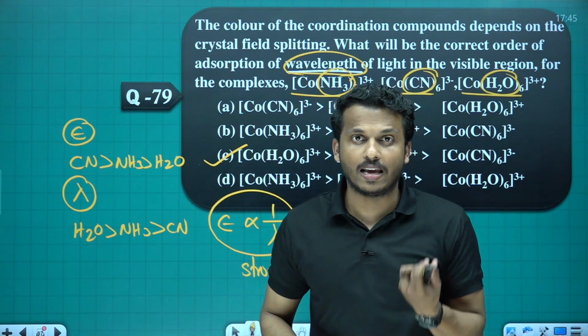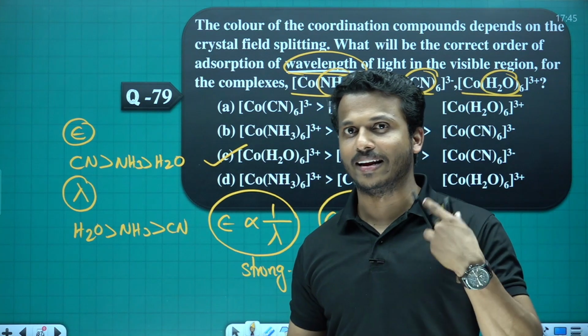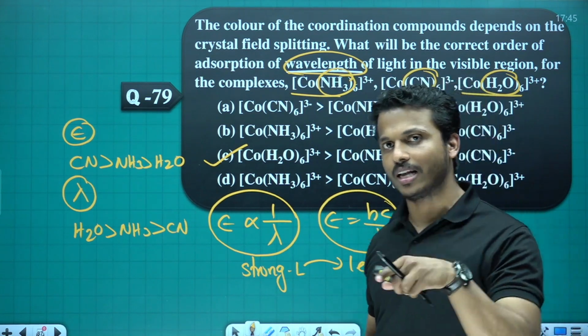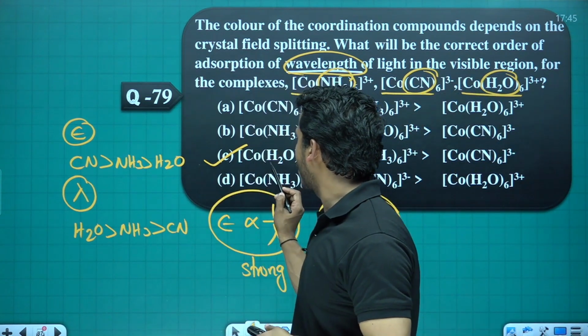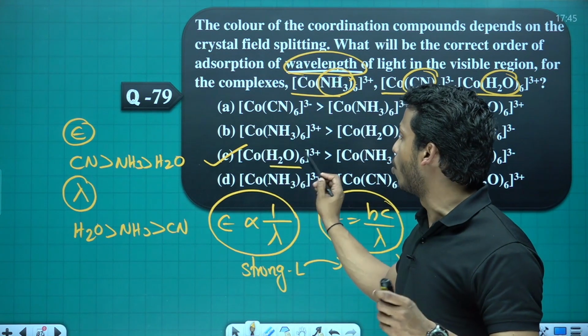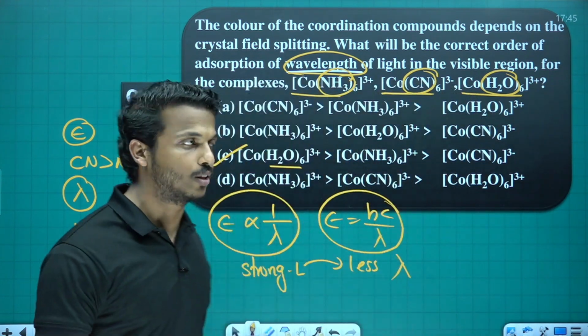So the stronger the ligand, the higher the energy. The higher the energy, the lesser the wavelength. So, you know, aqua is a weak ligand, therefore more wavelength. Okay, they are asking for the wavelength order.